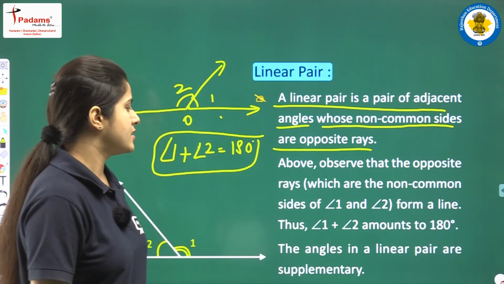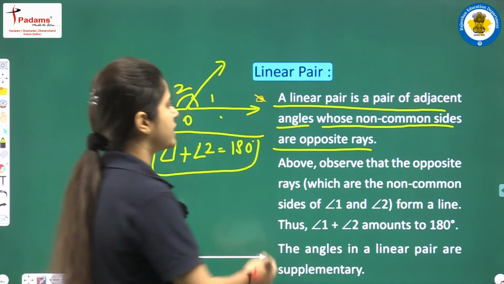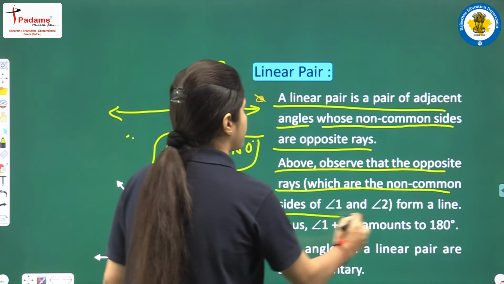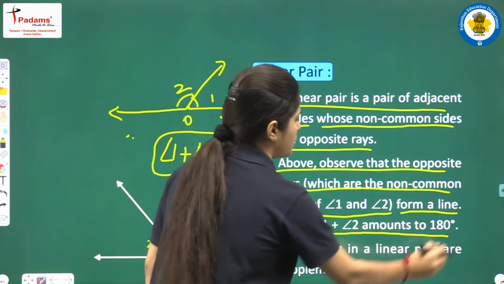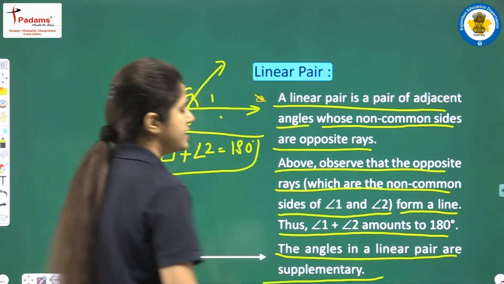Okay, students. So, the angles in the linear pair are supplementary. Okay. So, students, above observe that the opposite rays, which are the non-common sides of 1 and 2, form a line. Clearly it is forming a line. So, thus 1 and 2 amounts to 180 degree, and the angles in the linear pair are supplementary.